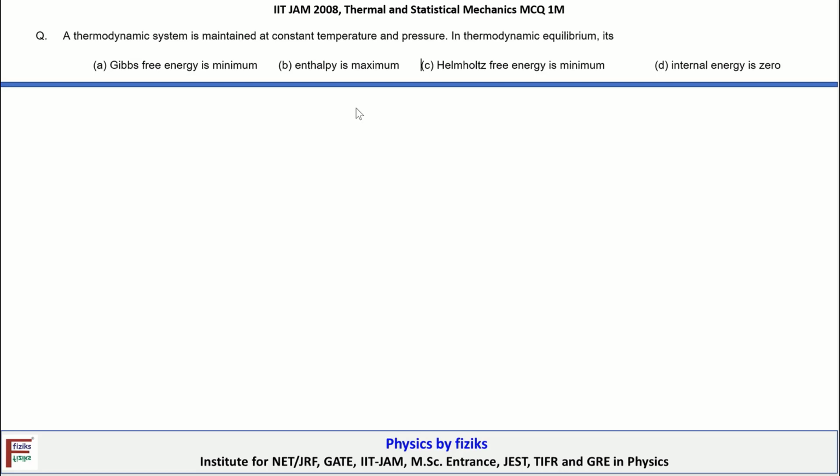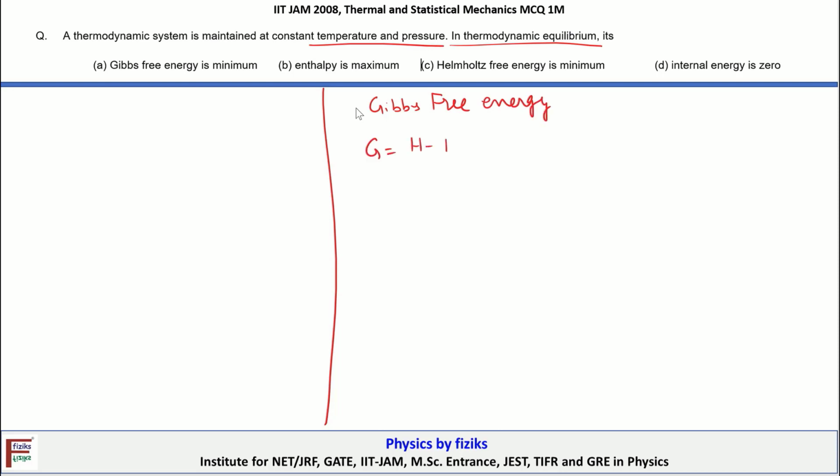The statement is, a thermodynamic system is maintained at constant temperature and pressure, in thermodynamic equilibrium. Okay, so we have to identify the correct option. So in order to understand this problem, let's continue with the definition of the Gibbs free energy. Gibbs free energy, that is G, that is equal to H minus TS, where H is the enthalpy basically. Okay, so here dG, a small change in G, gives free energy, that is dH minus TdS minus SdT.